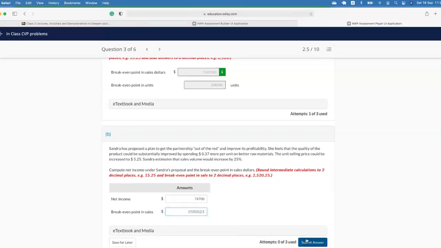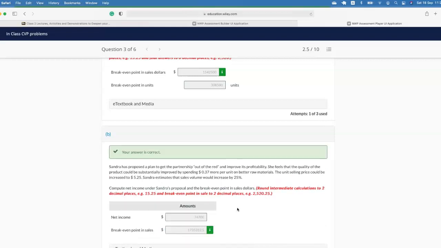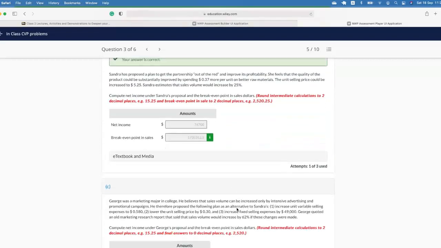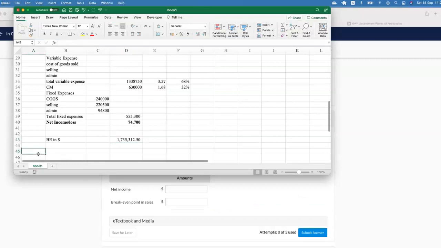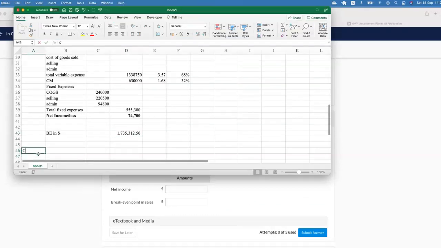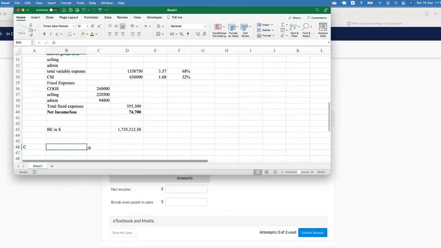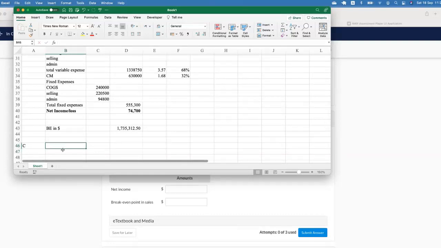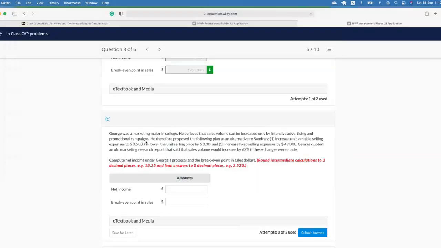Okay, check those numbers, see how we're doing. All good. Good, very good. No question. Now that's one situation. Now there's another situation.